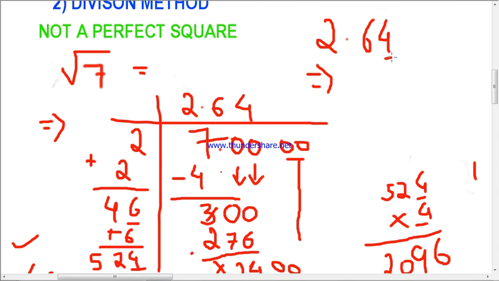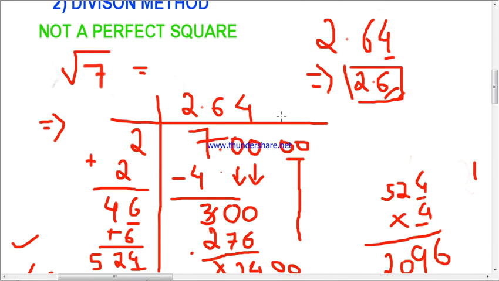We check the last digit, that is 4, which is less than 5. If the last digit is less than 5, the number in the front will not increase. But if the last number is greater than or equal to 5, the number in the front will increase. In my case, it is not greater than 5. The number in the front will remain the same. So one place of decimal I have obtained. 2.6 is your answer.